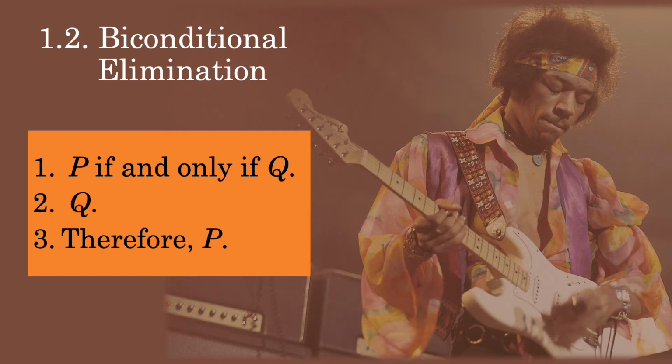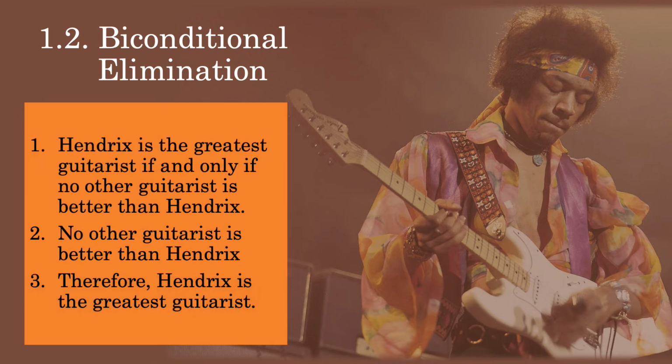P if and only if Q, Q, therefore P. Thus, the following would also be a legitimate application of biconditional elimination. Hendrix is the greatest guitarist if and only if no other guitarist is better than Hendrix. This is exactly the same as the previous example. But now, our second premise is no other guitarist is better than Hendrix, and from this we infer Hendrix is the greatest guitarist.